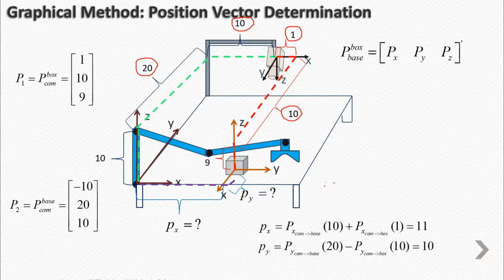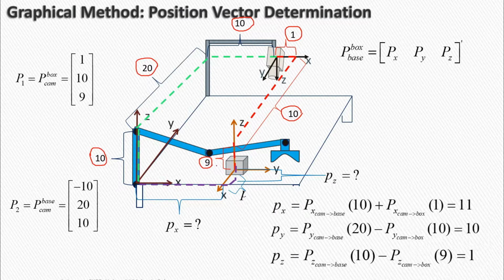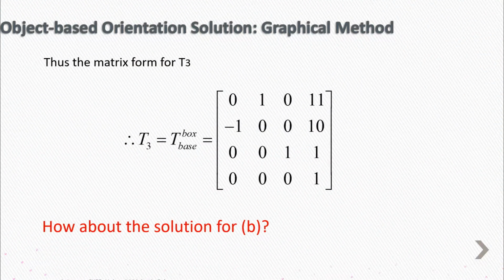Alright, so how about the PZ? So PZ is below the origin of the box coordination or box orientation. So it makes this PZ for the base to box the difference between the 10 here, base to camera, and the box to camera value here, right? So it makes the PZ 1. So this is the position vector of the base to box matrices.